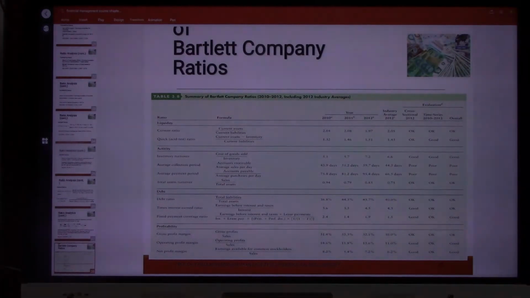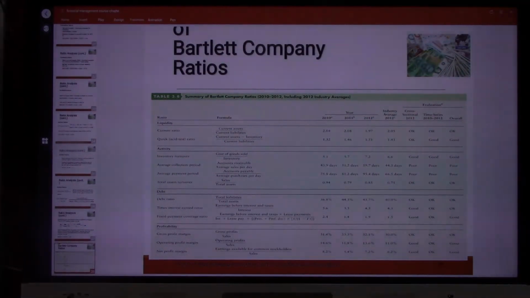Then we have a column called industry average. It's important if we would like to make a comparison between the firm ratio and the industry ratio. Such a comparison could be conducted either using cross-sectional evaluation for 2012, or we are making an evaluation using a time series between 2010 to 2012.